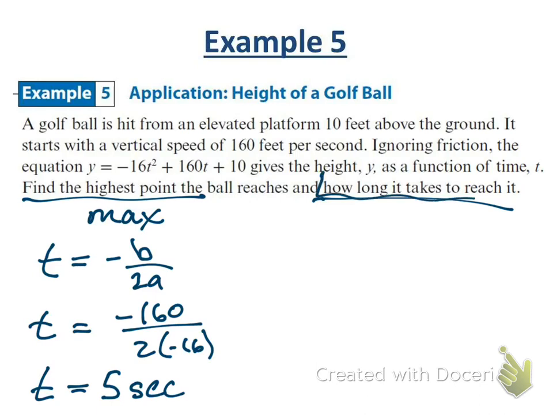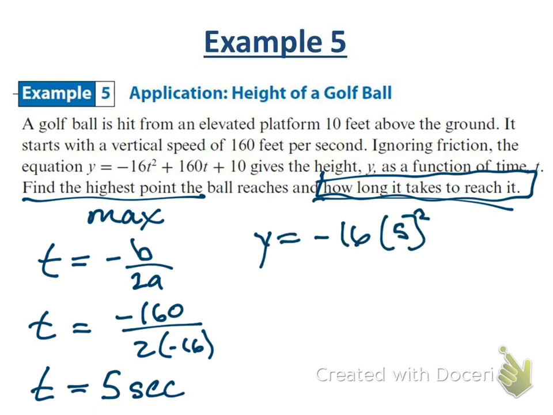We found this question first. How long does it take to reach the height? The axis of symmetry takes place, the maximum value takes place at t equals 5 seconds. Now how am I going to find the actual height? Plug it in, plug it in. That's right, -16 times 5 squared. Y'all don't remember that commercial, do you? Wow. Plus 160 times 5 seconds, plus 10.